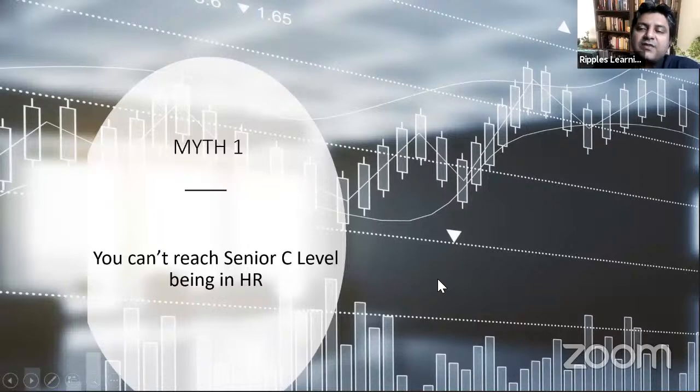The first myth that I would like to burst today is that you can't reach a senior C-level position being in HR, right? When we talk about C-level positions, we are talking about CEO, COO, CFO, CTO: Chief Executive Officer, Chief Technology Officer, Chief Operations Officer, Chief Financial Officer. And for a very, very long time, yes, that's true, there was no CHRO, or CPO, Chief People Officer.